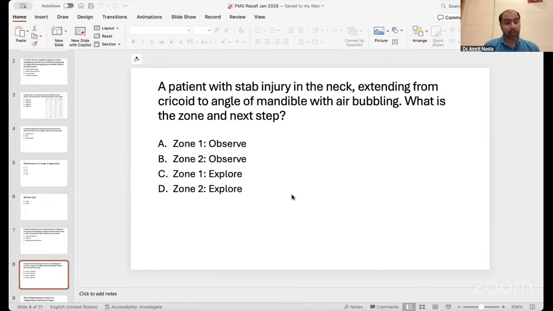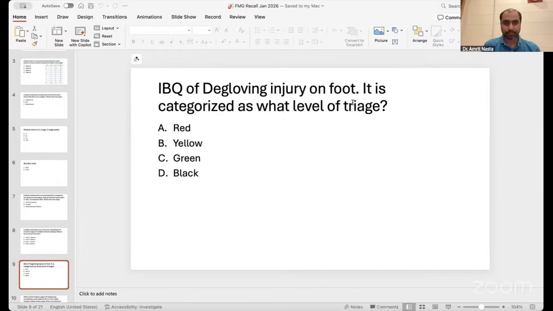Yeah. Deep burns neck and face, more the reason to intubate. It is only telling you that there is a airway injury because all those burns will cause problems. There is an inhalational injury. Okay, so your answer will be zone 2 explore.